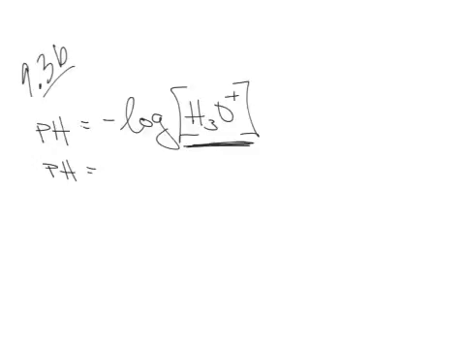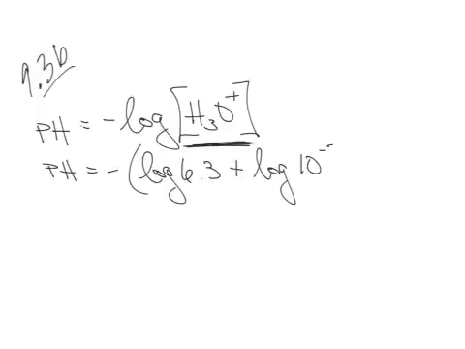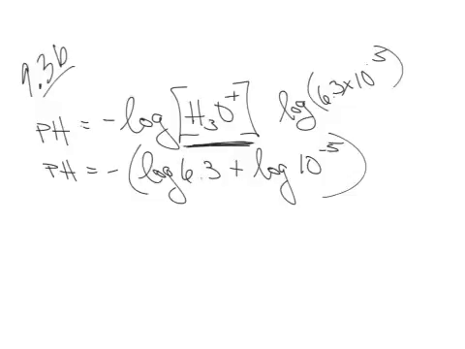pH equals negative, make the parenthesis, log, and what did we say it was? 6.3 times 10 to the minus 5. So we'll make that plus log 10 to the minus 5. All we did was take log 6.3 times 10 to the minus 5 and split it up. Because of the multiplication, it's actually a plus. Then we know this here is just going to be negative 5.